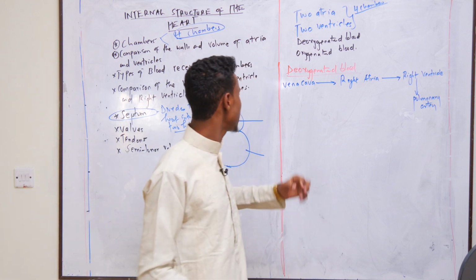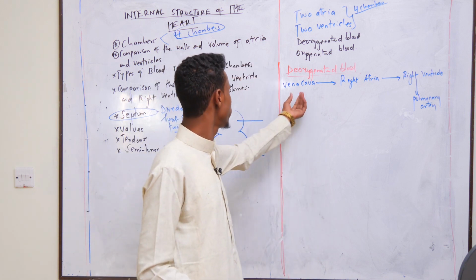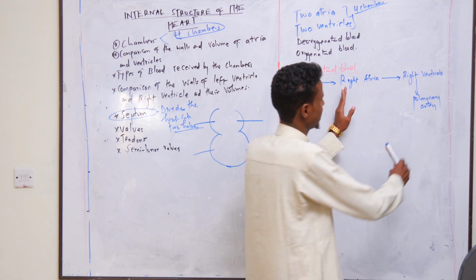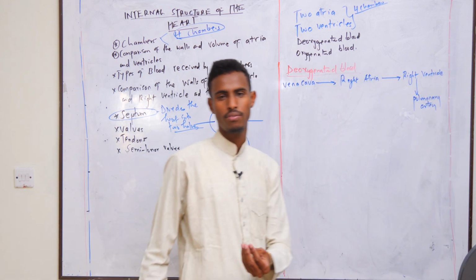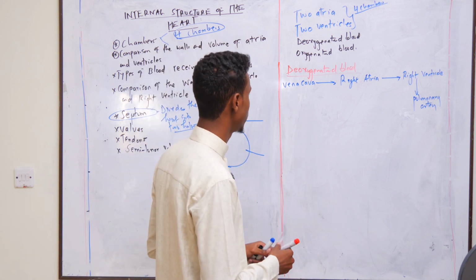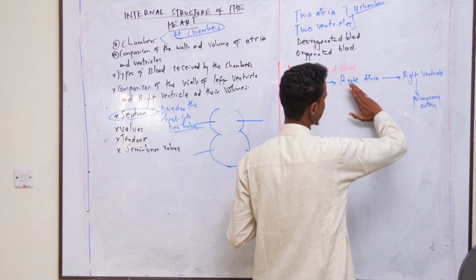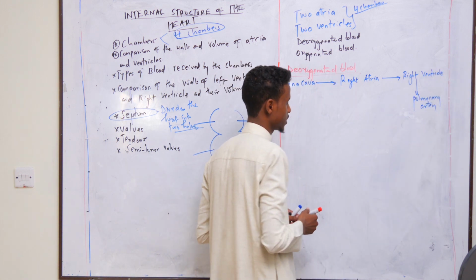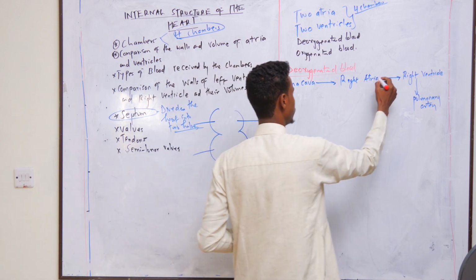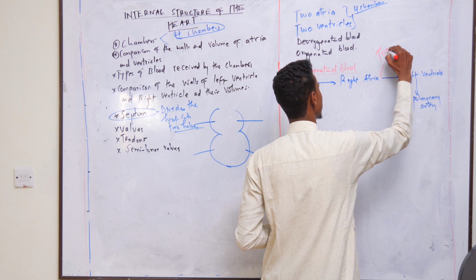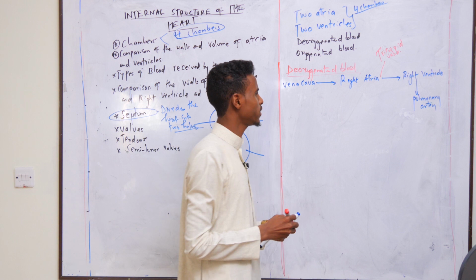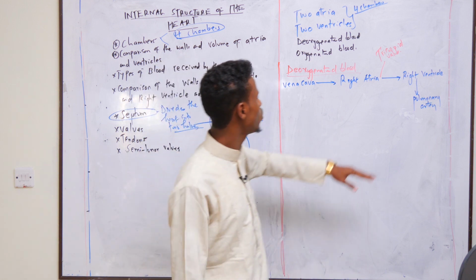Now class, the blood enters the heart through the vena cava. It goes to the right atria. Now between the right atria and the right ventricle, we have a valve, and that is called the tricuspid valve. Again, from there the blood goes to the right ventricle.